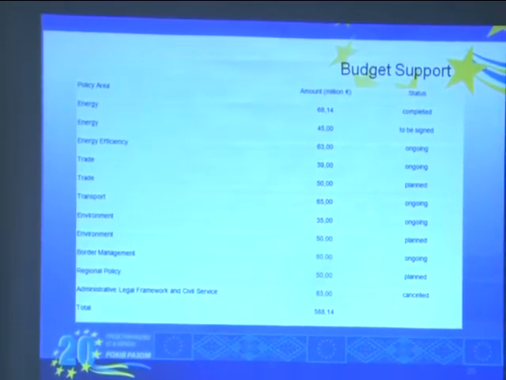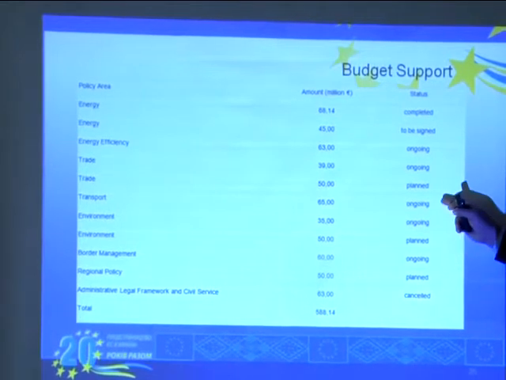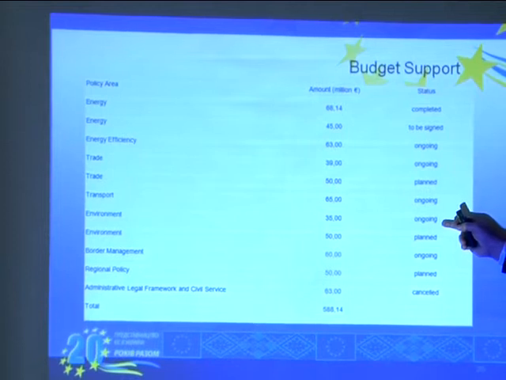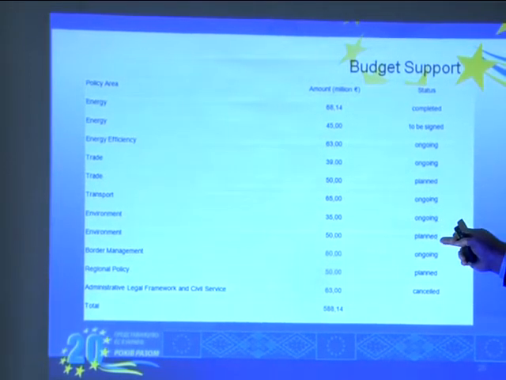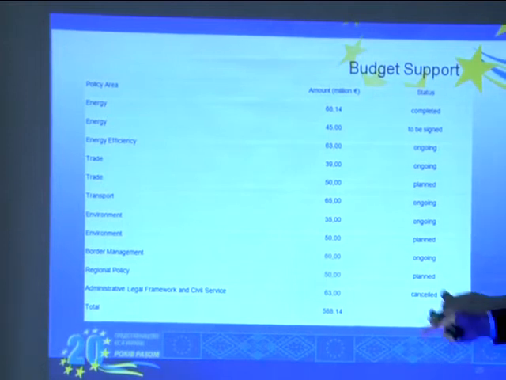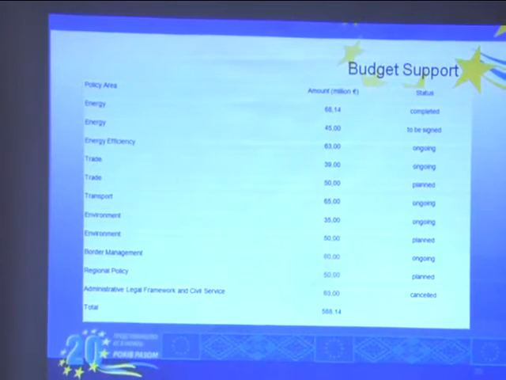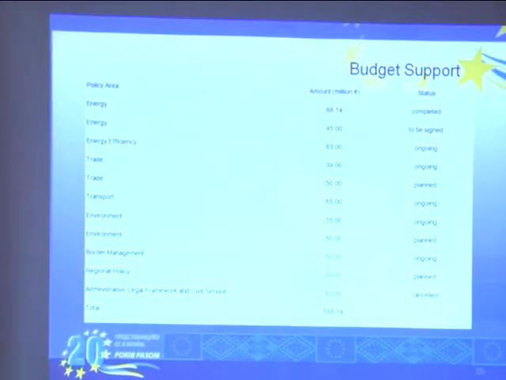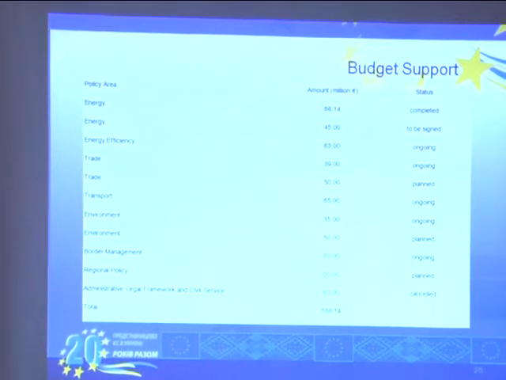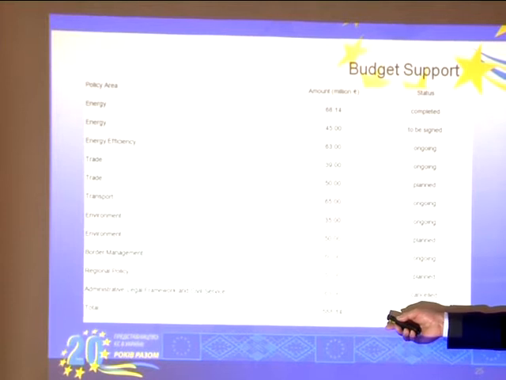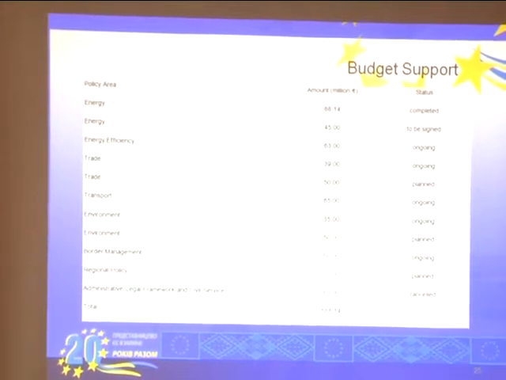There is one ongoing in energy efficiency, one in trade, and another one planned for trade. One in transport is ongoing, one in environment, another one planned for environment, and so it adds up to a total amount of nearly 600 million. That sounds, first of all, probably you're not particularly impressed by the amounts of money, knowing that the public sector budget of Ukraine is somewhere beyond 40 billion euros. So that maybe is not such a huge incentive.